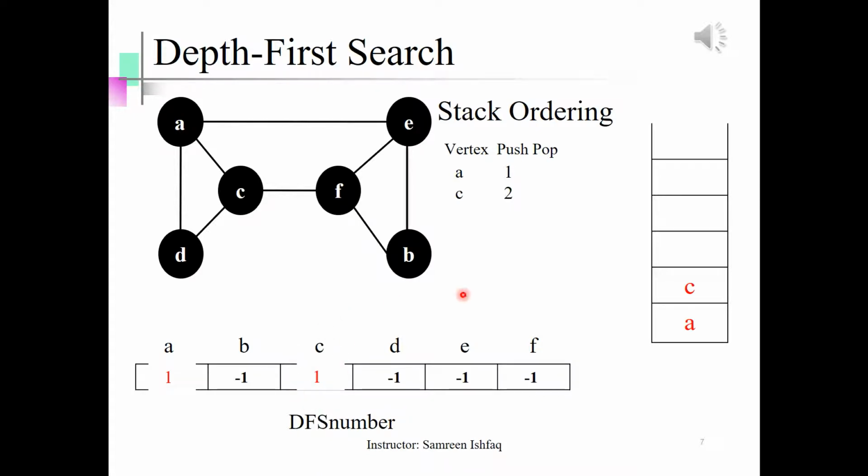Now we will check its neighbors. From vertex C to A, there is a direct edge, but A is visited. From vertex C to B, no direct edge. From vertex C to C, C is already visited. It is marked with 1. From vertex C to D, now D is an unvisited vertex. We will stop the execution of the DFS function with vertex C, and now we will start executing another function call with vertex D.